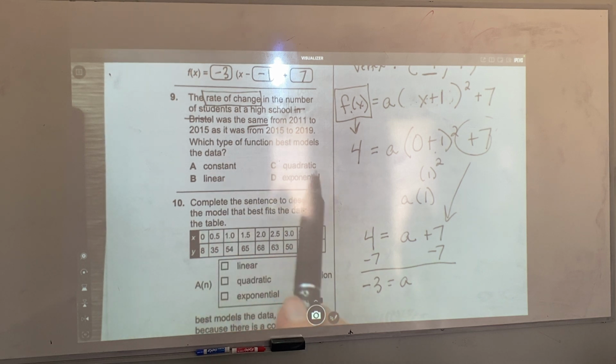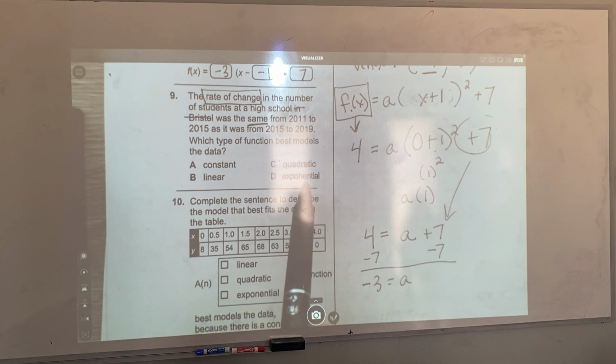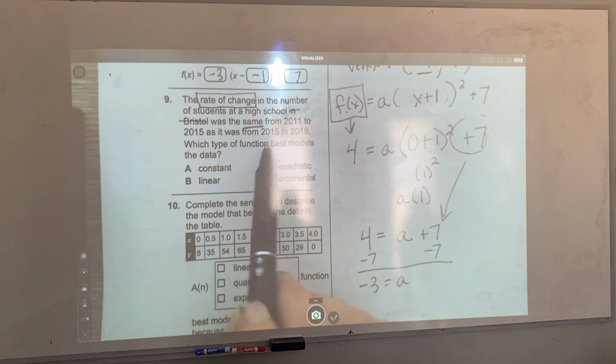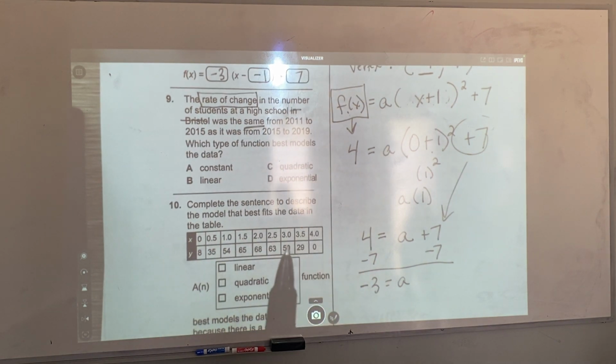Let's talk about quadratic and exponential. Why can't this information refer to quadratic or exponential? Why can't it? Does a quadratic change from point to point? A quadratic function is a parabola. Does it change from point to point?